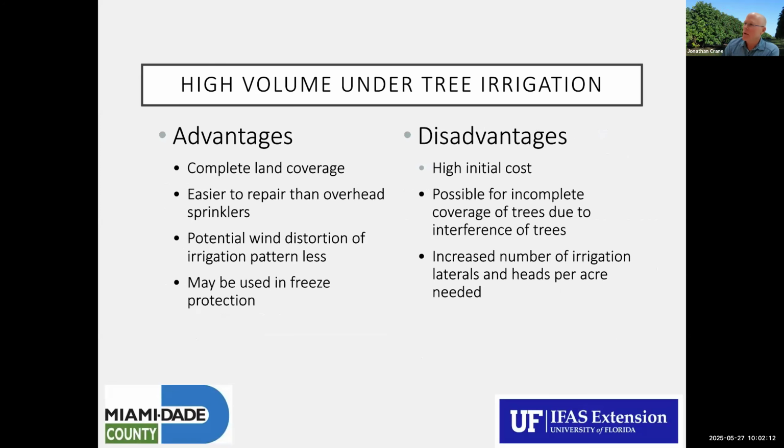So it is easier to repair than overhead sprinklers. Less wind distortion, as I mentioned. It can be used and has been used in freeze protection. Again, though, it's a high initial cost. You're putting in these sprinklers every other row, whereas with the high volume over tree, it was about every third or fourth row, depending on the size of the system. You can end up with some of the trees interfering with irrigating some of the trees in the other row. And there's more cost in materials because you have more lines of irrigation.